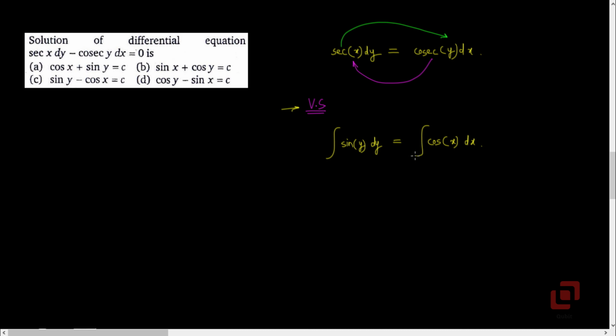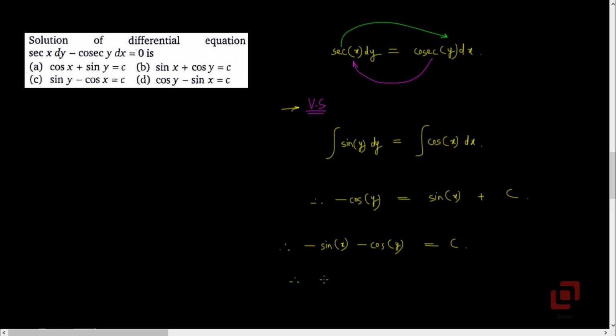Let's integrate both sides. Therefore, integral of sin y is minus cos of y equal to integral of cos x with respect to x is sin x plus c. Let's keep the constant on one side. So let us shift sin x here. So we will get minus sin x minus cos y equal to c.